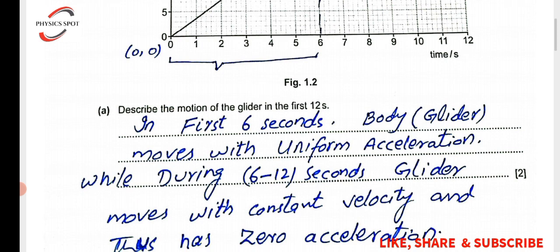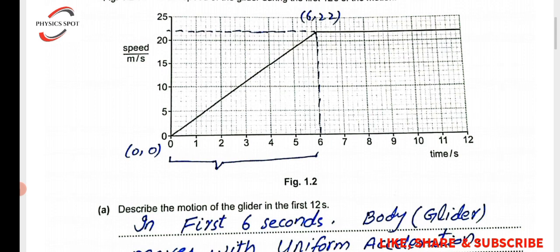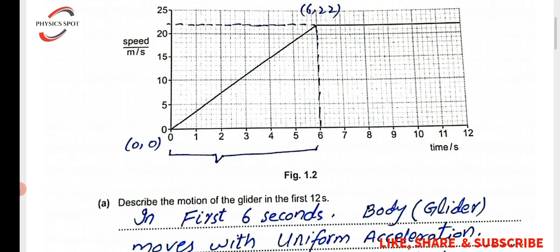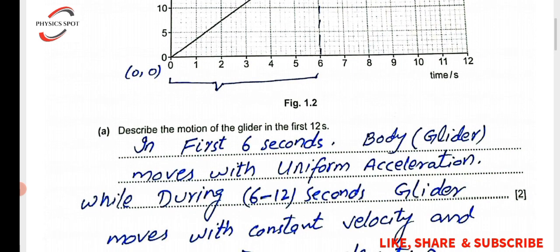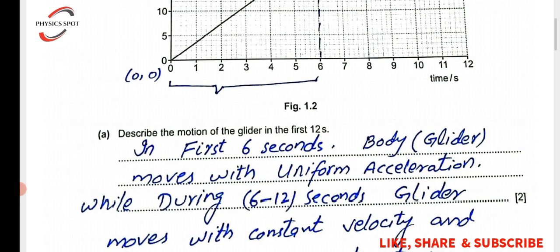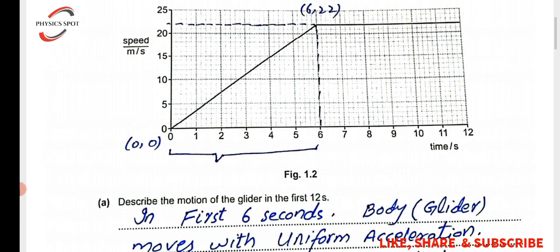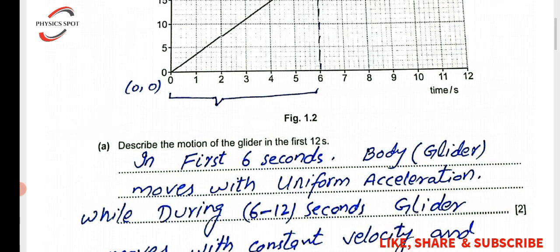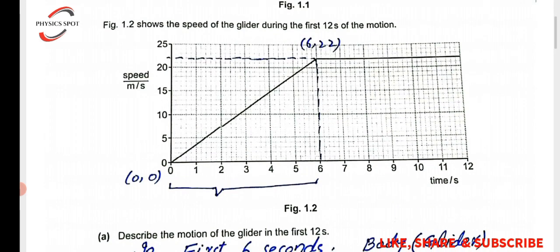In the first 6 seconds, the body, meaning the glider here, moves with uniform acceleration, as there is an equal change in velocity in equal intervals of time. While during 6 to 12 seconds, meaning the last 6 seconds, the glider moves with constant velocity. It means there is no change in velocity in that region, and thus it has zero acceleration as shown.